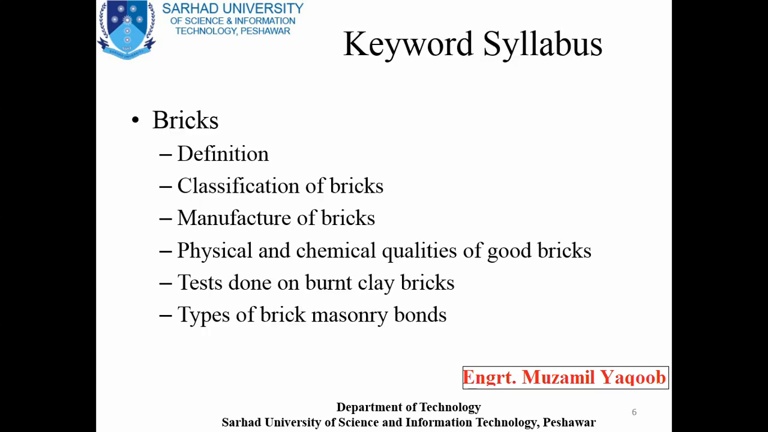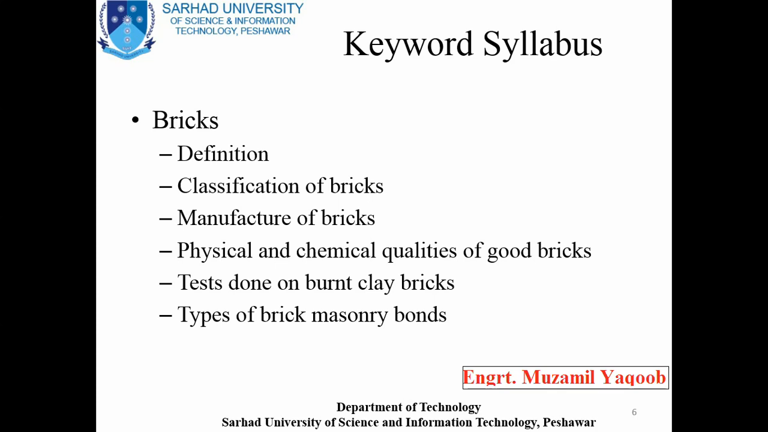Now coming to the key syllabus, there are 12 chapters in this particular course. First is related to bricks, in which we will discuss their classification and manufacturing process in detail. For example, the manufacturing process consists of 5 stages, and there are 4 main types of classification of bricks: first class brick, second class brick, third class, and fourth class brick. We will discuss them in detail, inshallah.